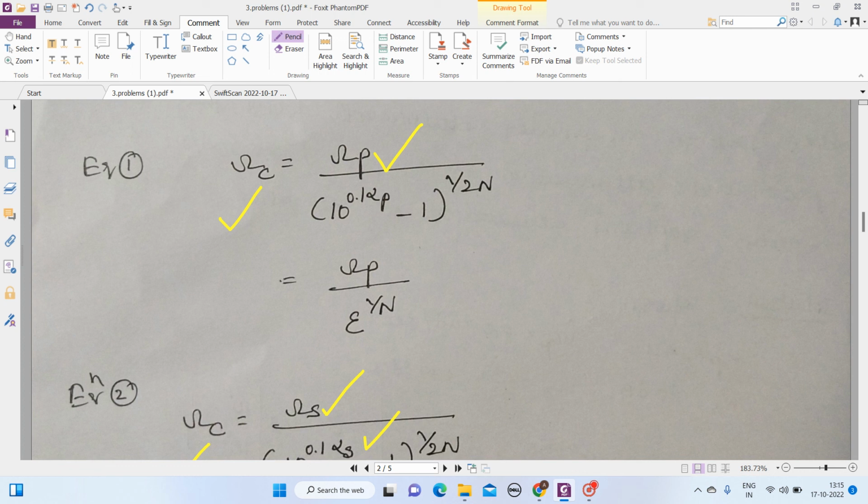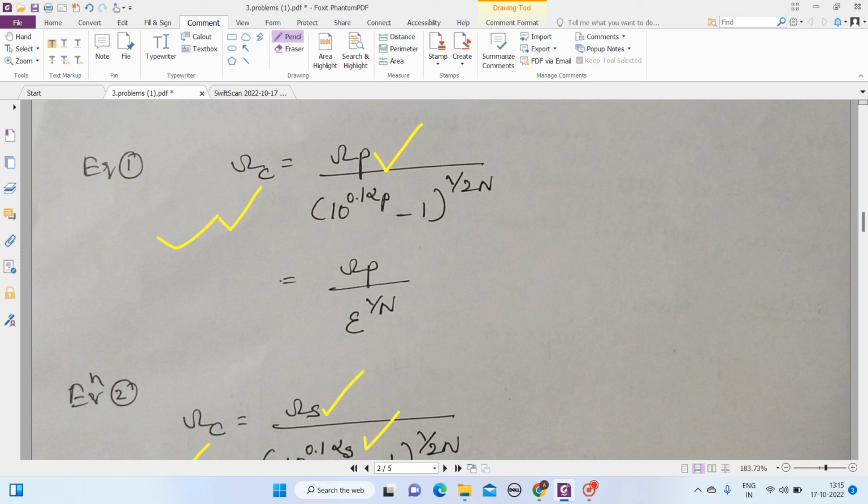Here they have given both the passband frequency, stopband frequency, and passband attenuation, stopband attenuation. You can use any one of the equations. Okay, here I am going to use the first equation to find out the cutoff frequency. Going to use this equation to find out the cutoff frequency.